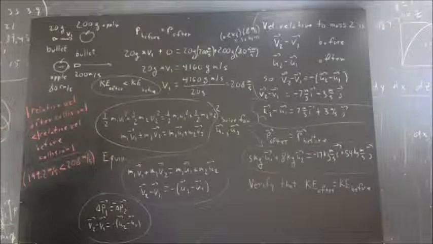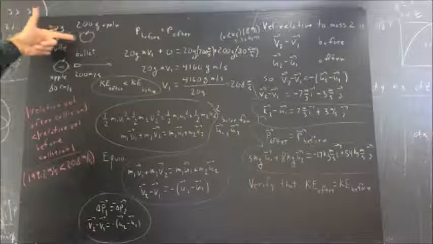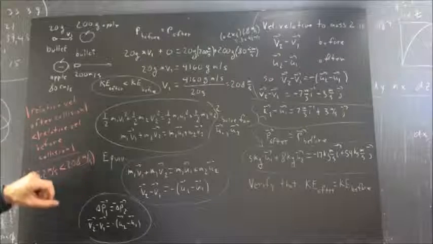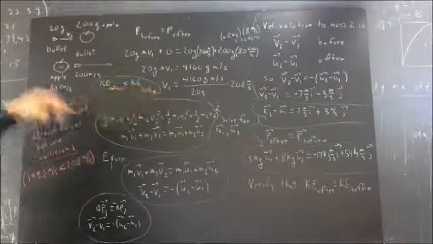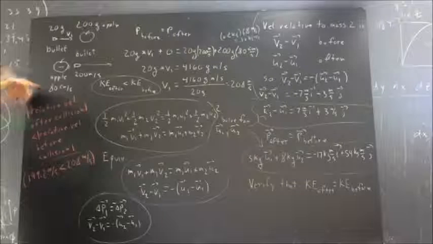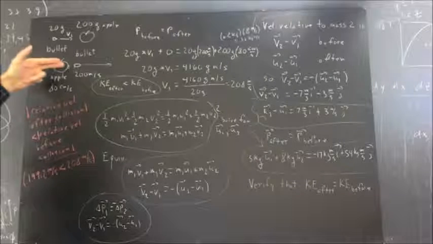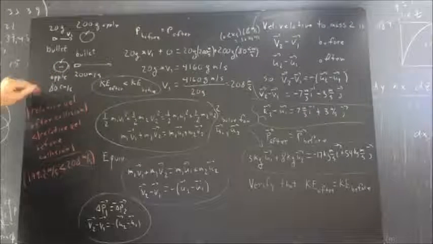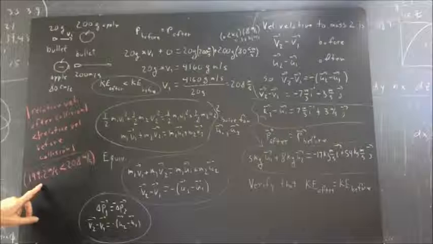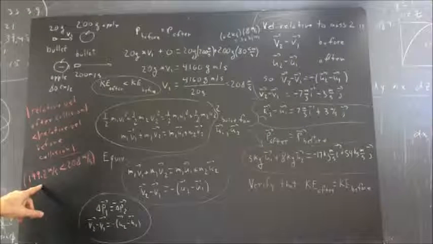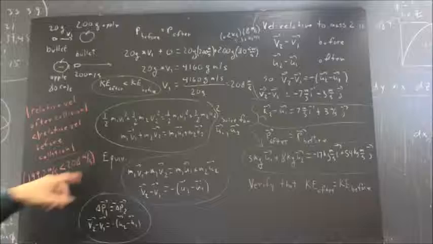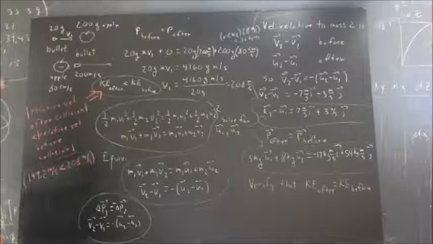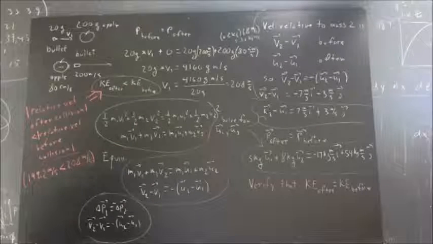The relative velocity before collision: you have 208 meters per second and 0. That's 208 meters per second magnitude of the relative velocity. Afterwards, 200 meters per second this way, but also 80 centimeters per second, 0.8 meters per second for the apple. So the bullet is only receding from the apple at 199.2 meters per second. So relative velocity after is less than relative velocity before. And because of this, it follows that the kinetic energy after is less than the kinetic energy before.